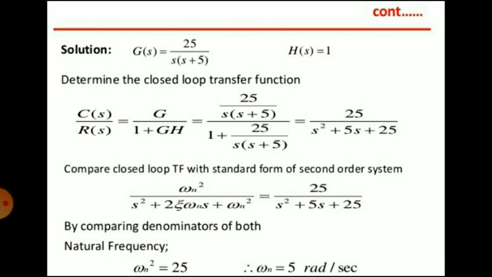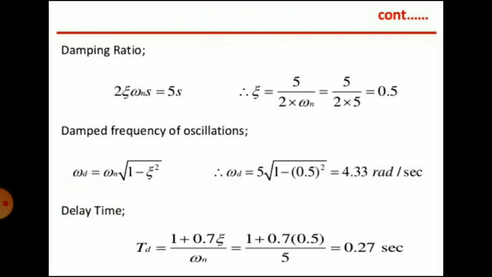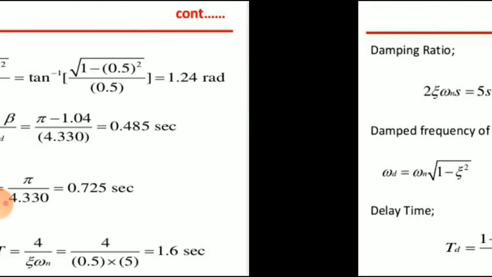So compare the denominators. Natural frequency, you will get omega n equal to 5 radian per second, and zeta, that is damping ratio, equal to 0.5. Then find out damped frequency of oscillation, omega d is equal to 4.33 radian per second. Delay time, after substituting the value of zeta, you will get 0.27 seconds.